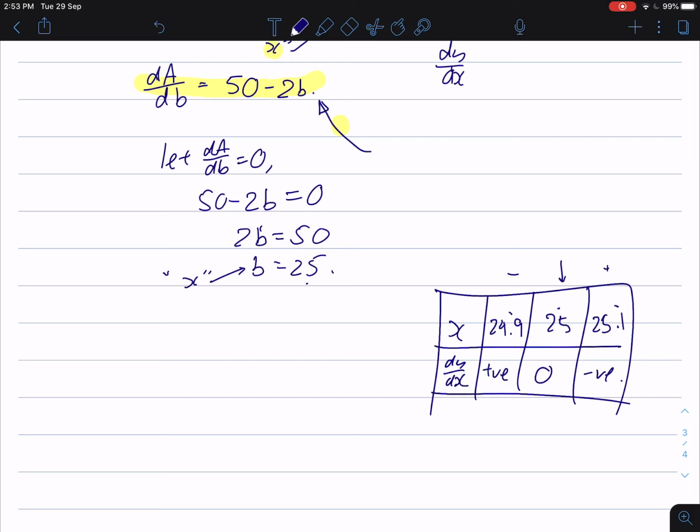If it's positive, it's going up. You don't have to draw arrow, you can just draw straight line. 0 is straight, and then negative is going down. What does this look like? What does this curve look like? Oh, it looks like a maximum point. Oh, okay.